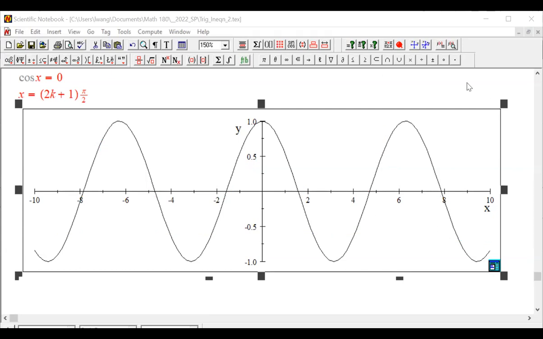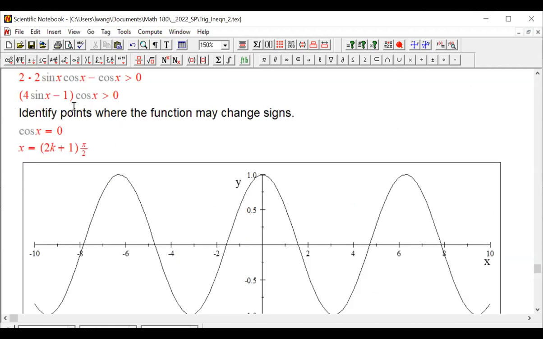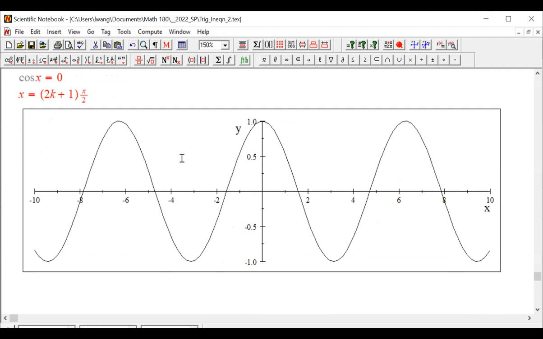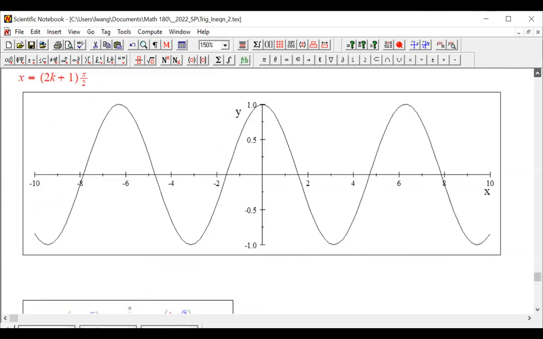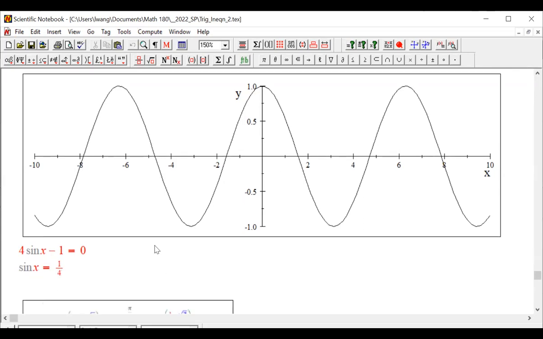Let's see when the other factor changes sign. When does the other number change sign? Okay, we make it equal to 0, right? And sine x equals 1/4. Right, sine x equals 1/4.